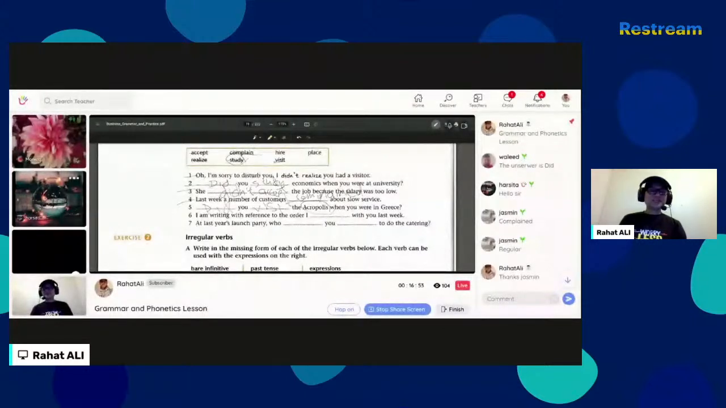Let's find out the place meaning as a verb. To put something in a particular position, we call it place. Like she placed the book in front of me. She placed the water with you. Yeah, Monica? So you got the clue already. You already answered correctly. I'm writing with reference to the water I placed with you last week.